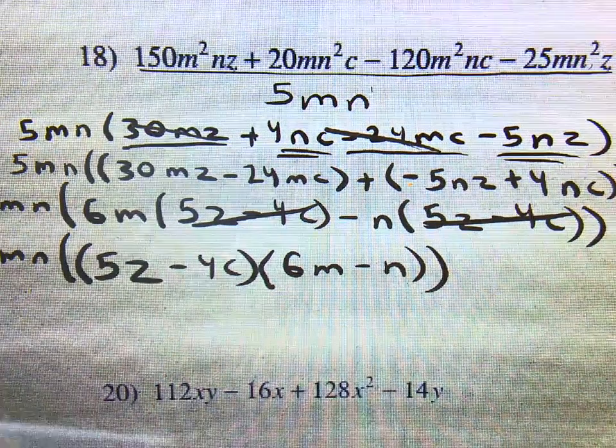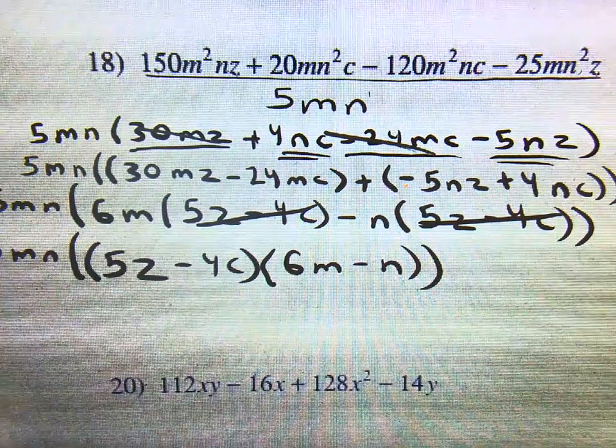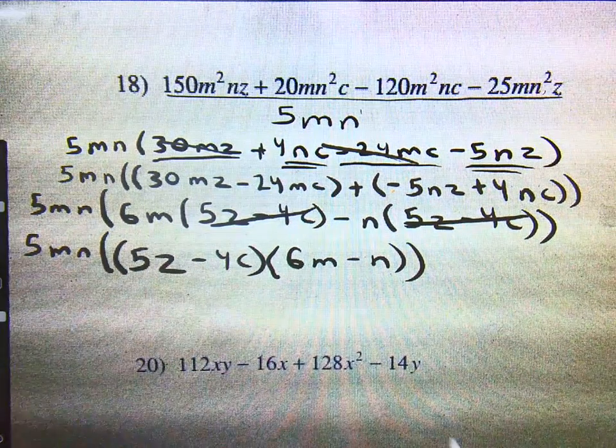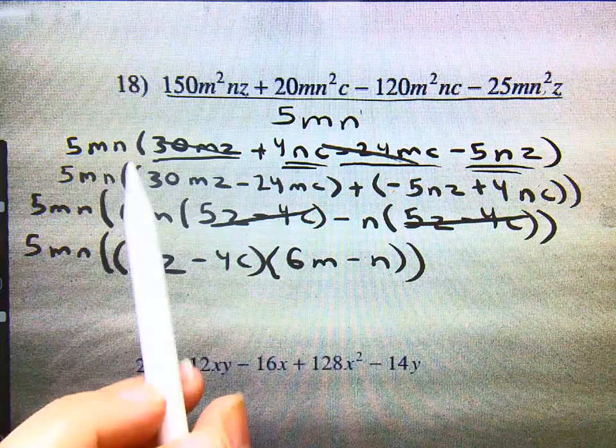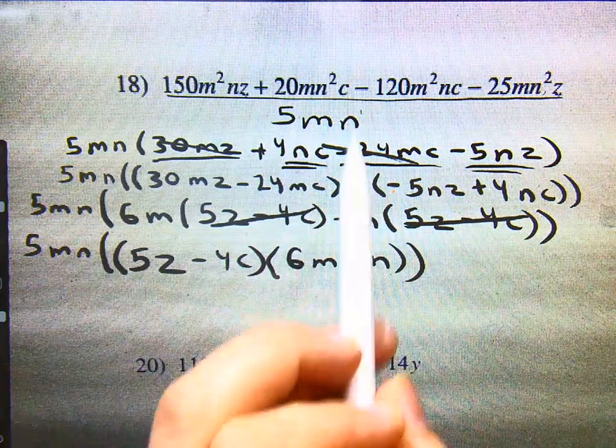Alright, so that is how you can do it with several variables and at the same time factoring out your greatest common factor.